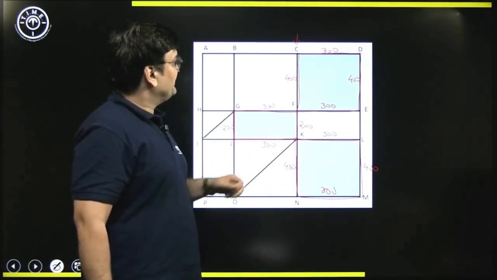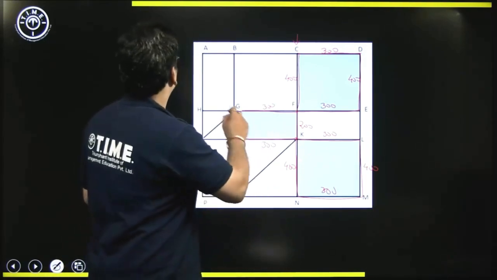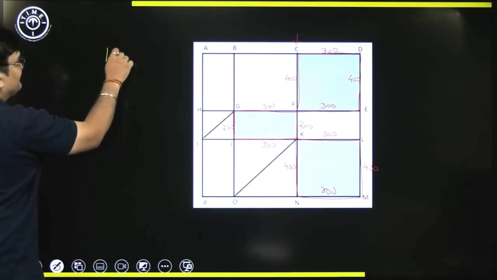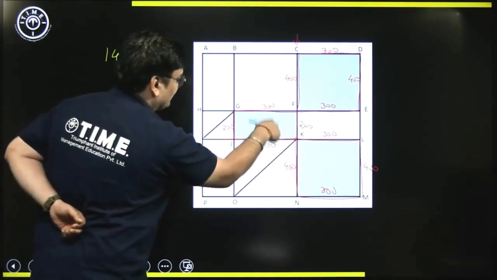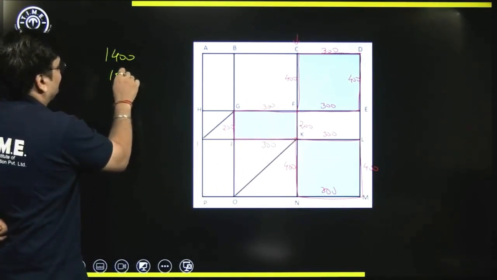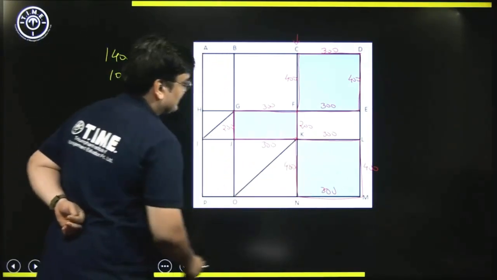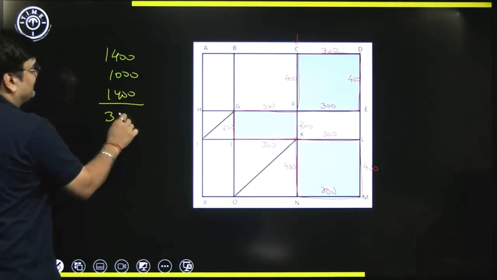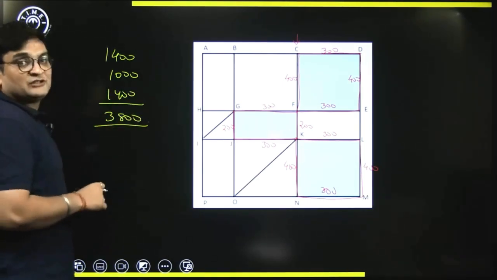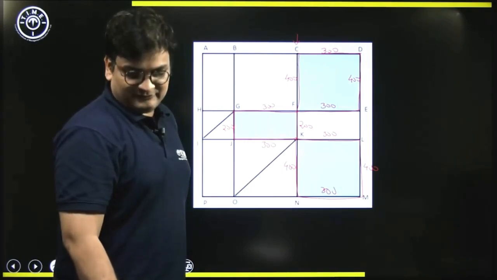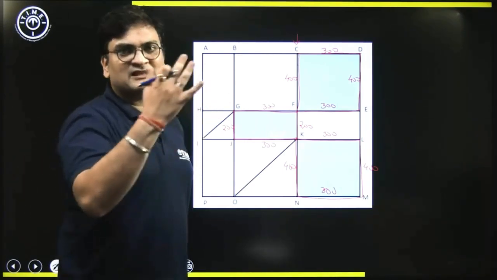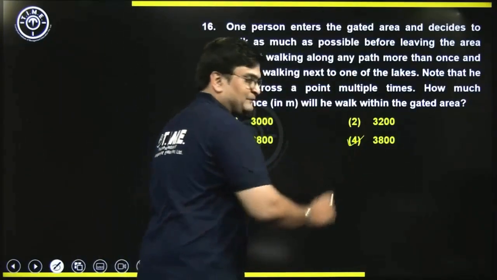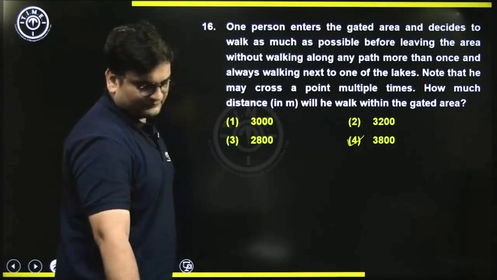So how much will that turn out to be? 800 and 600, 1400 for the first rectangle. Second rectangle 400 and 600, 1000, and here again it's 1400. So when you add it all, you will get 3800 as your answer. So the person can travel for a maximum of, because he says he wants to travel as much as possible, so he can travel this much, 3800. So option choice 4 should be the correct answer.